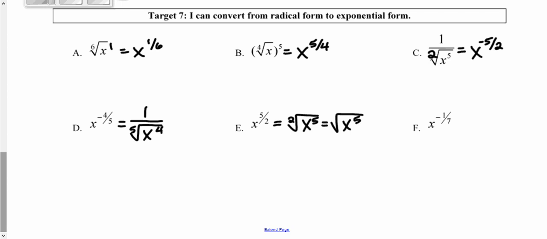Either one's totally fine. And then on F, another negative exponent, so 1 over the 7th root of x to the 1st power. And you actually don't even need to write that 1st power if you don't want to. Either one of those answers would be great. So make sure you're prepared for your quiz. Make sure you're working on your reference sheet. Even though you can't use your reference sheet on your quiz, still important to put this information on there while it's fresh.